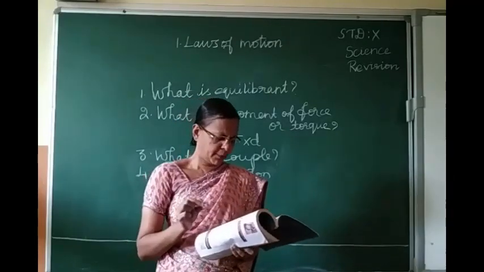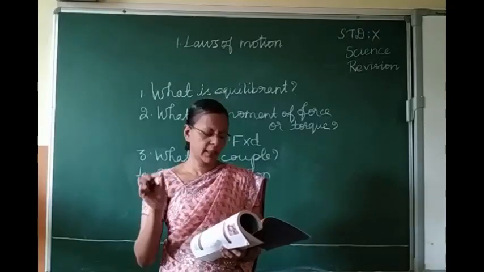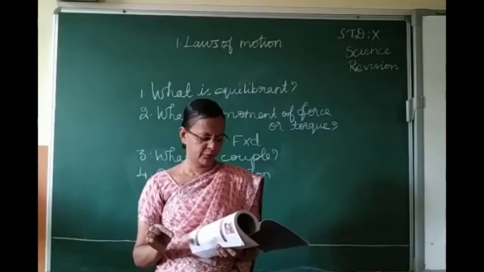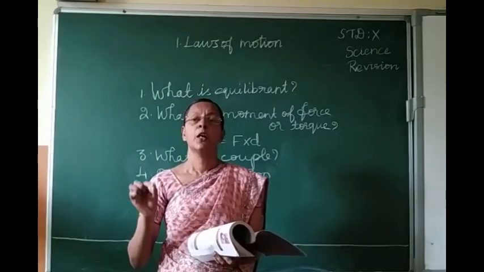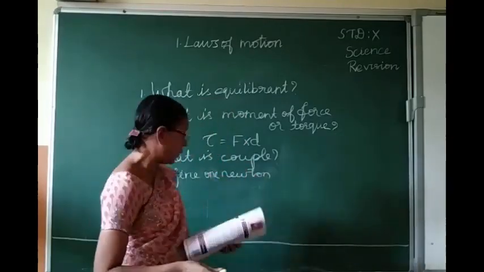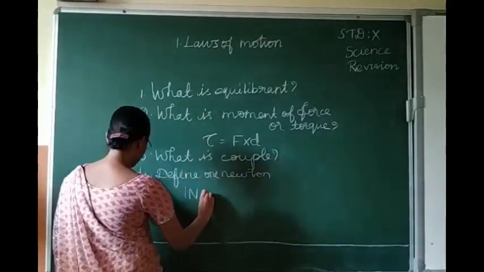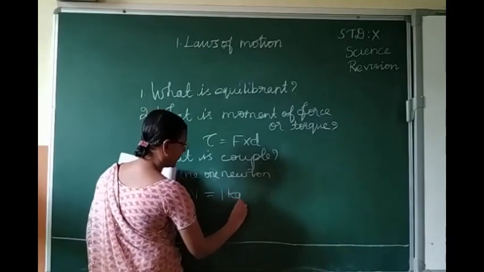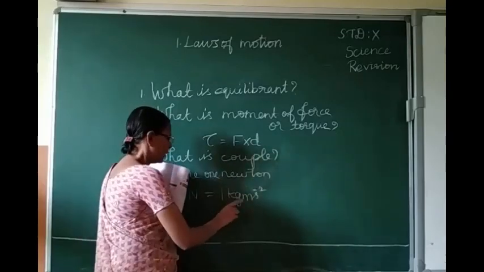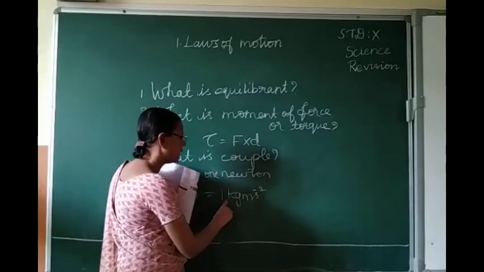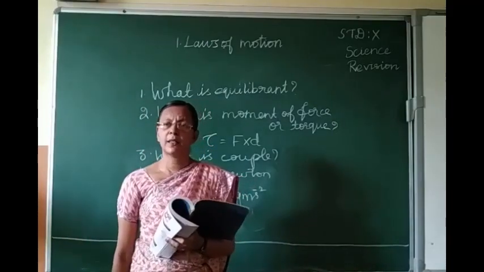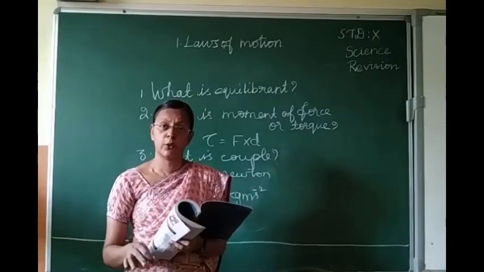Second column, last part, we have it. So what is 1 Newton? The amount of force required for a body of mass 1 kg to produce an acceleration of 1 m s^-2. So this 1 Newton we can represent as 1 kg m s^-2. Then Newton is the SI unit.